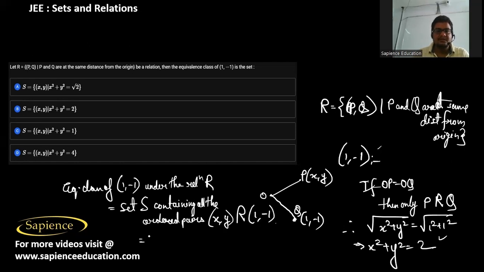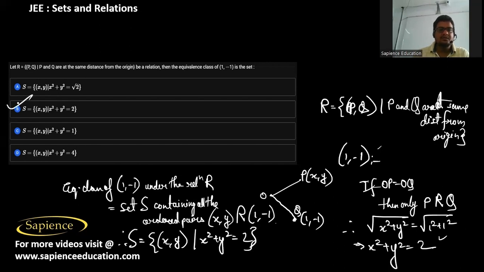So therefore we can say S will be the set of all those ordered pairs x comma y such that x square plus y square should be equal to 2. So option B is the correct answer.